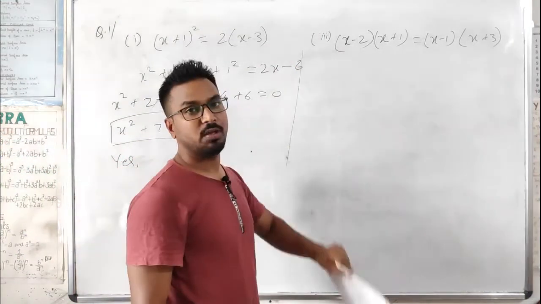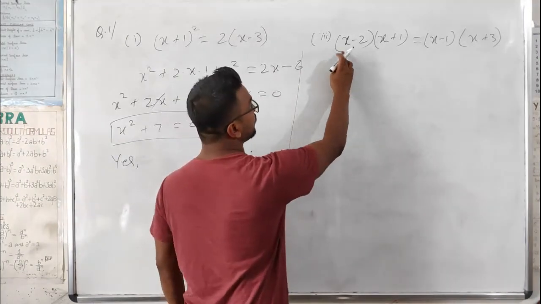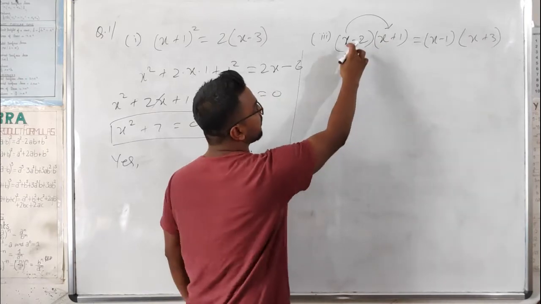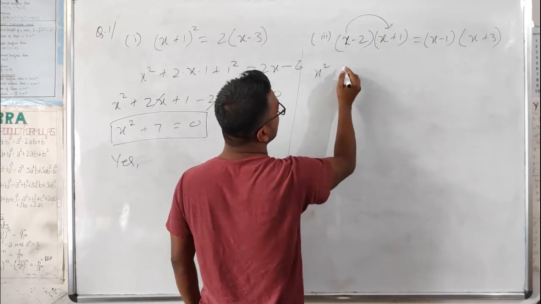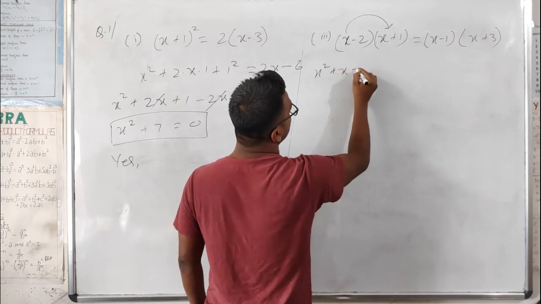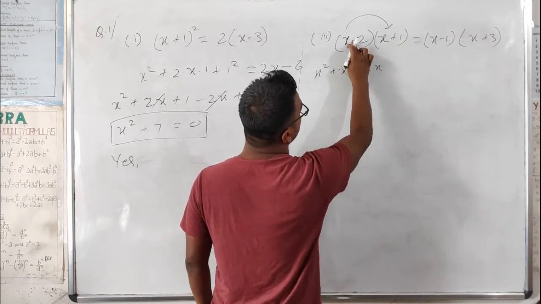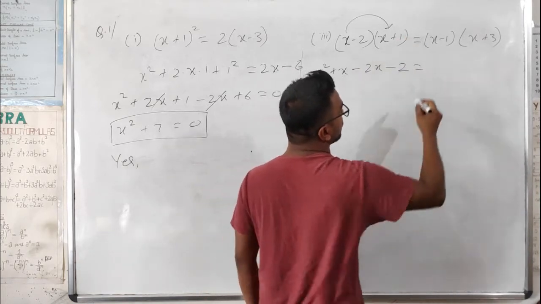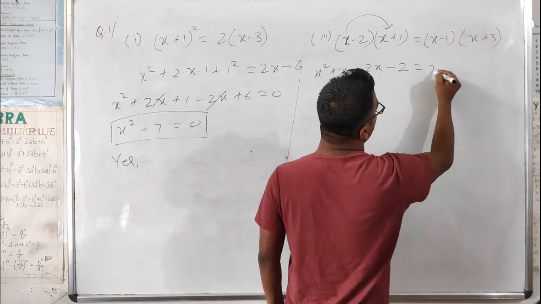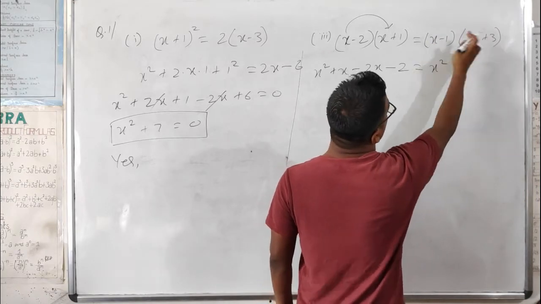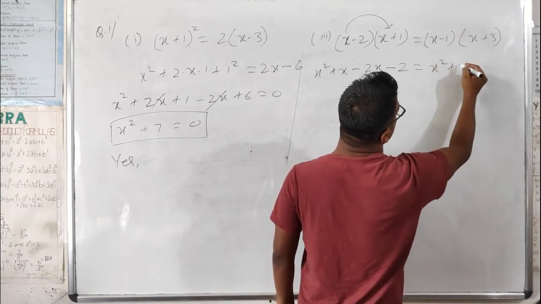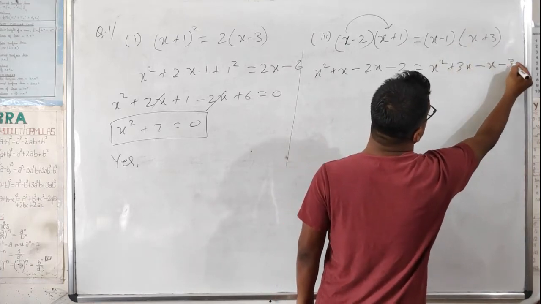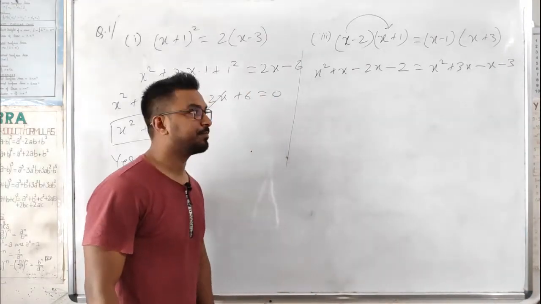Let's see whether this will be a quadratic equation or not. First what we'll do, we'll multiply one by one. x into x is x square, plus x into 1 is x, minus 2 into x is twice x, minus, plus, it will become minus 2 into 1 is 2. Similarly, if you multiply this one, this will be x square, plus x into 3 is 3x, minus 1 into x is x, minus, plus, it will be minus, 1 into 3 is 3.